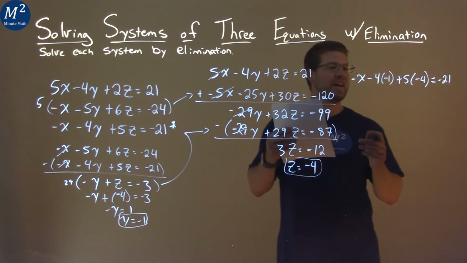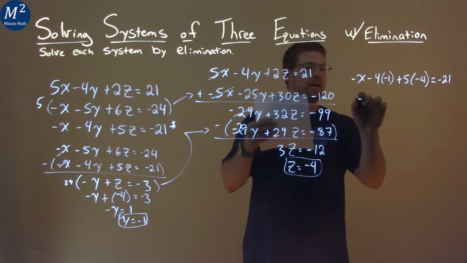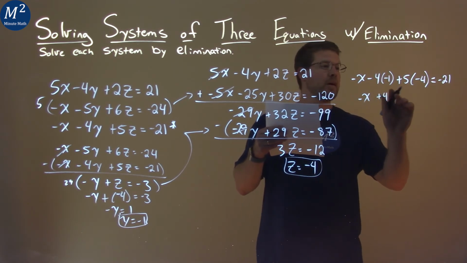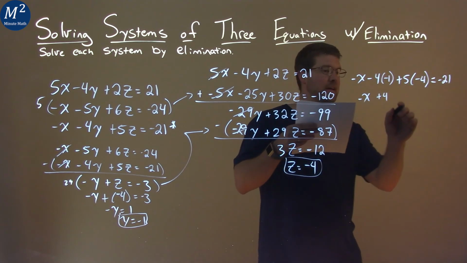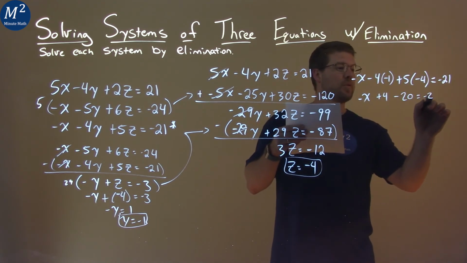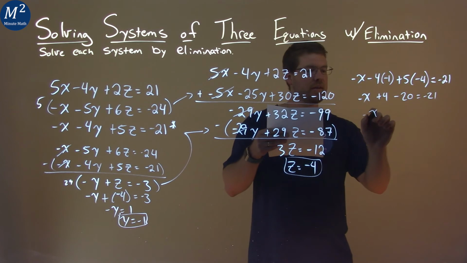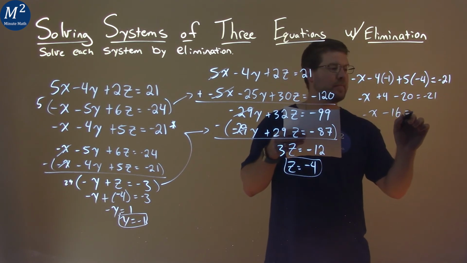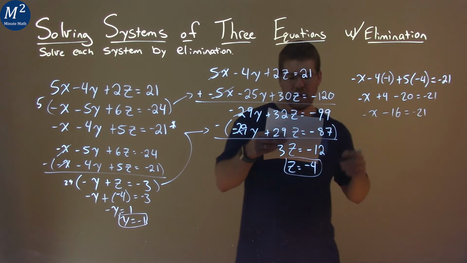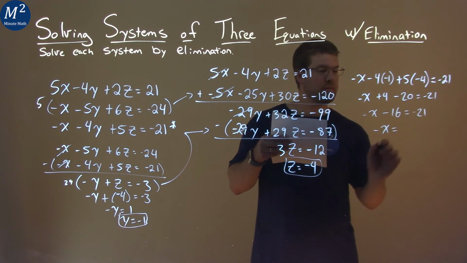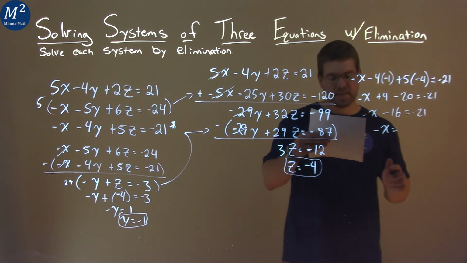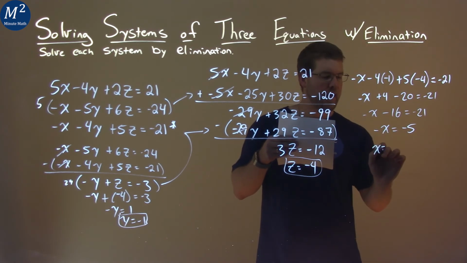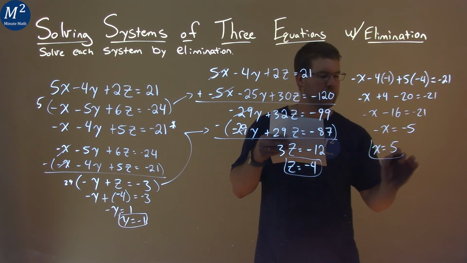Oof, this is getting hairier and hairier here. Negative x comes down. Negative 4 times negative 1 is a positive 4. 5 times the negative 4 is a negative 20. Equals negative 21. Combine our like terms. 4 minus 20 is negative 16, equals negative 21. Add 16 to both sides. And negative 21 plus 16 is negative 5. Divide both sides by negative 1. And x equals a positive 5.